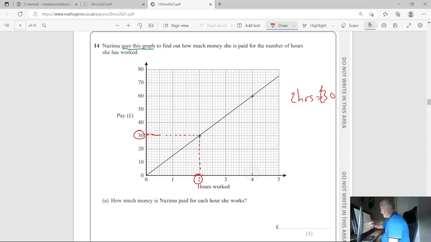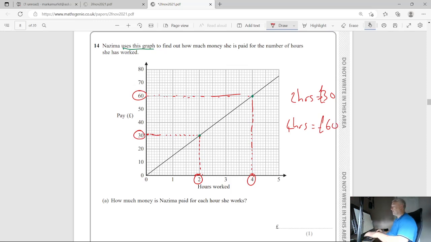Let's look at this one up here. Go up to that one. Okay, 4 hours equals £60. It doesn't matter which one you use, but you're looking for something that intersects exactly on a line. If we pick something like this one, 1 hour, what does that actually equal? We could work it out. It's halfway between 10 and 20, so that's going to give me £15.